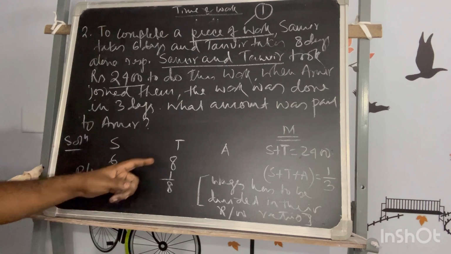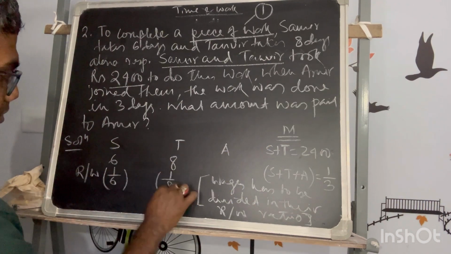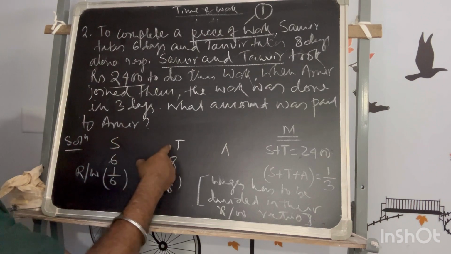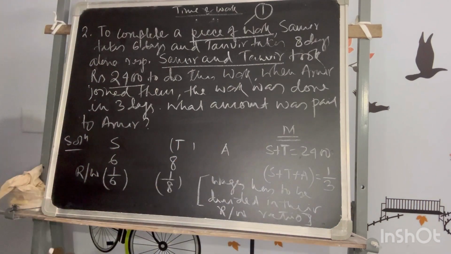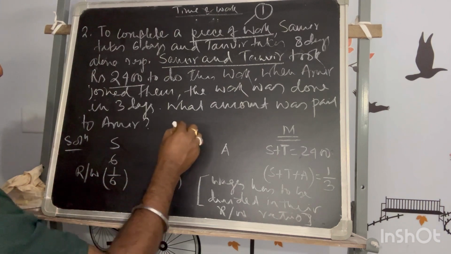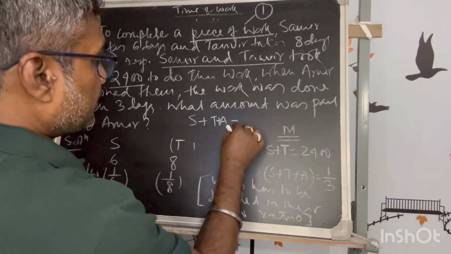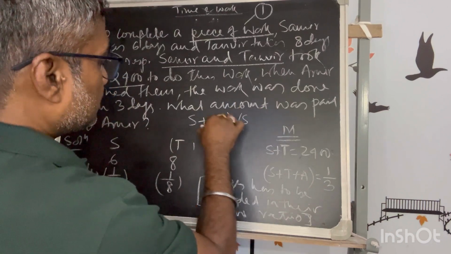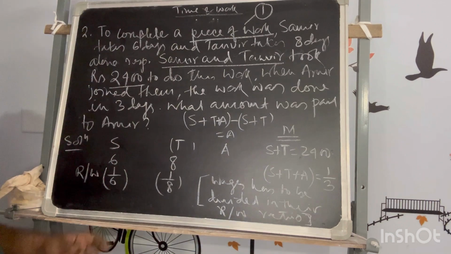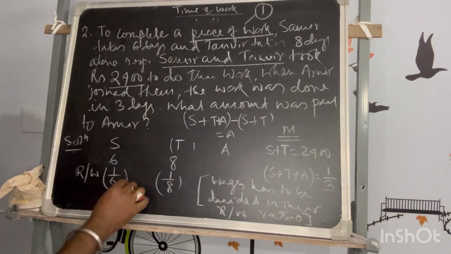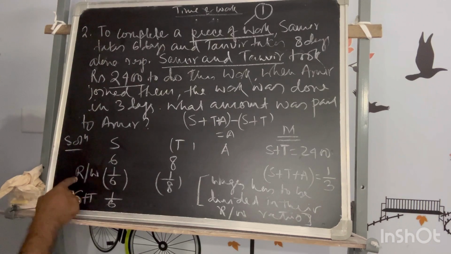Now we have to find the work ratio. The rate of work for Samir and Tanvir individually we know, but when Amir joined they worked together. So how will you get that? S plus T plus A minus S plus T will give you A. This is the simple equation. So you have to find S plus T, the rate of work.